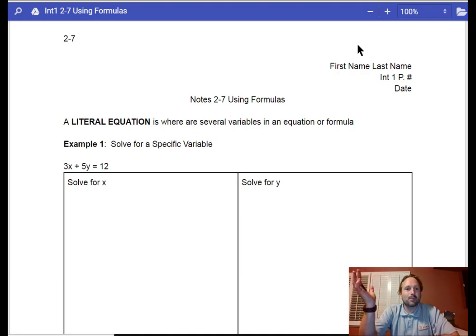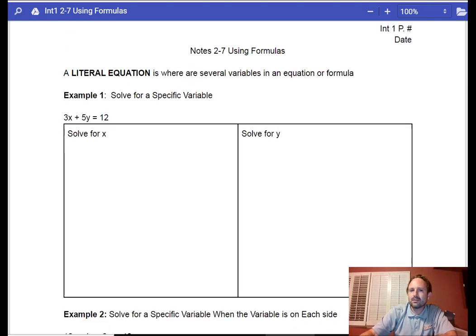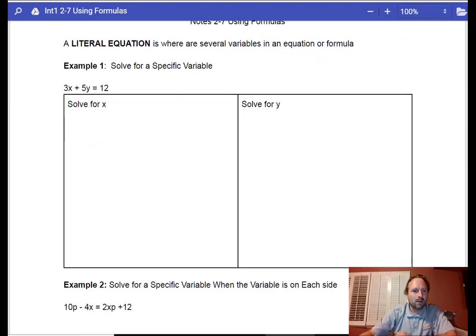So, using formulas. Now we're going to be talking about a literal equation where there's going to be several variables in an equation or formula or whatever. So solve for a specific variable. So if we have this example 1, if we have this equation, 3x plus 5y is equal to 12, what we're going to do is we're going to solve for it. Well, how do we do that?